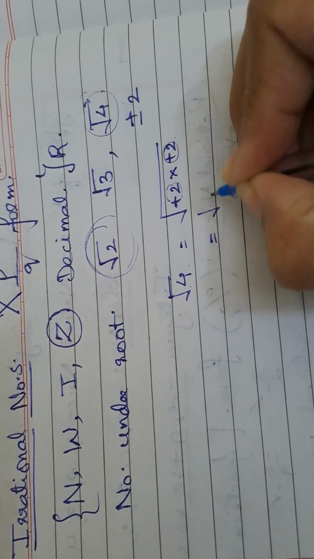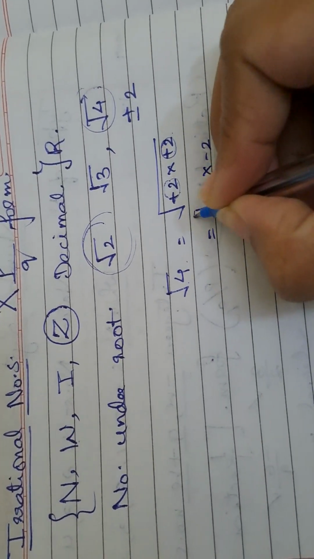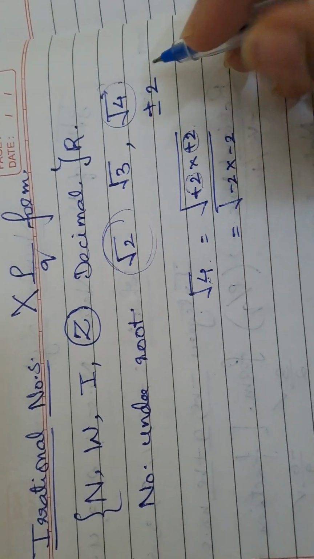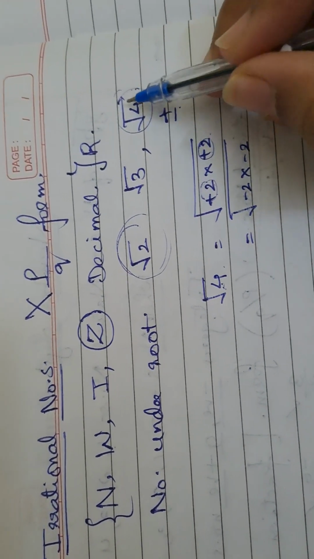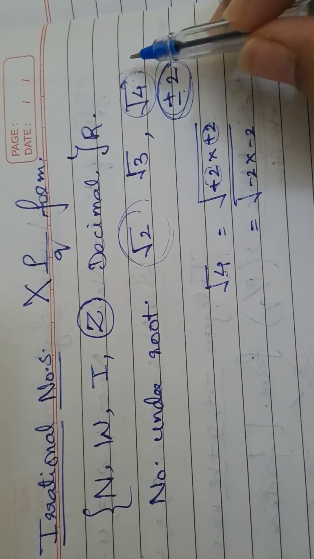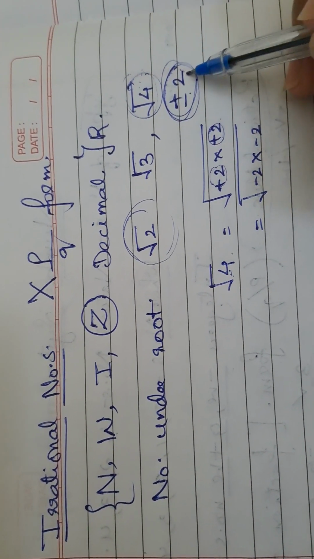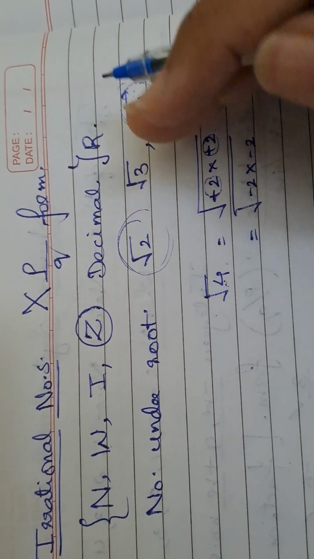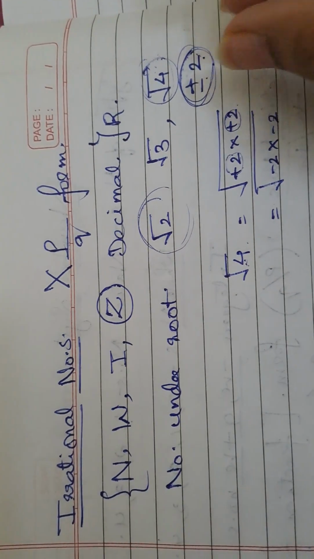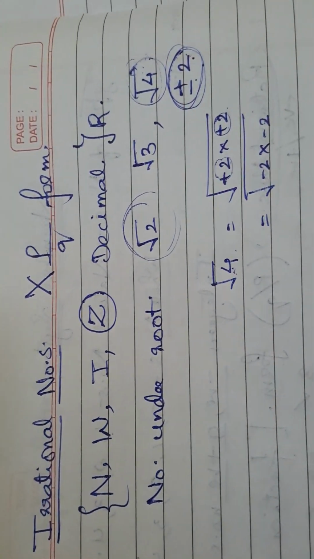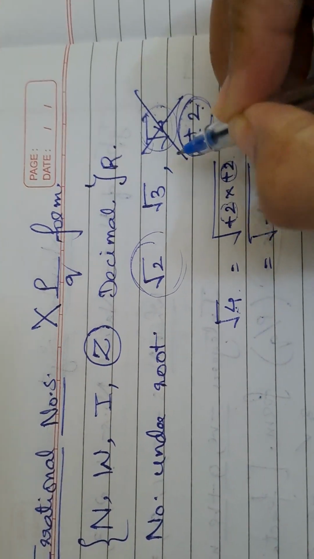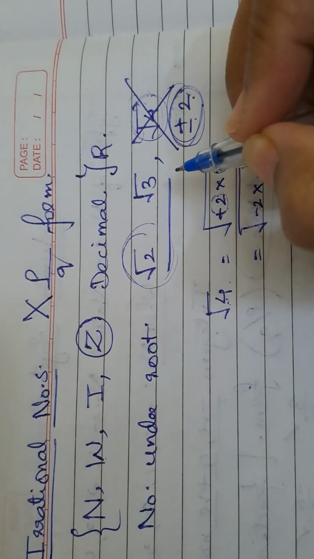Root 4 can also be written as minus 2 times minus 2. Minus into minus becomes plus, and 2 into 2 is 4. So whether it is plus or minus, its answer is plus or minus 2. Root 4 is a perfect square number, so I don't need to solve it, and I won't get a long decimal answer. I directly get its value. So this is not irrational, but these other two are irrational.